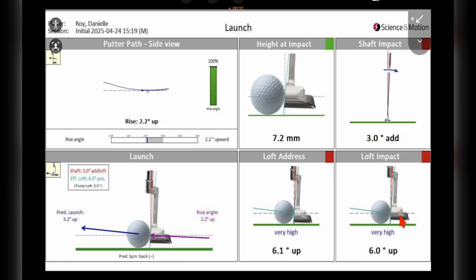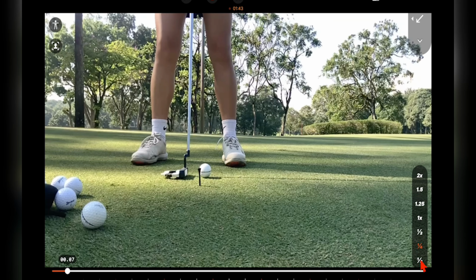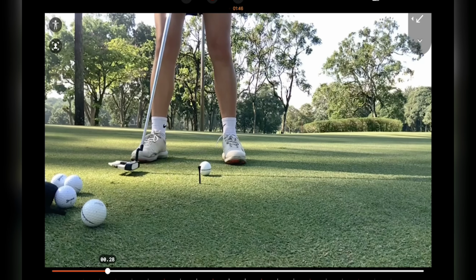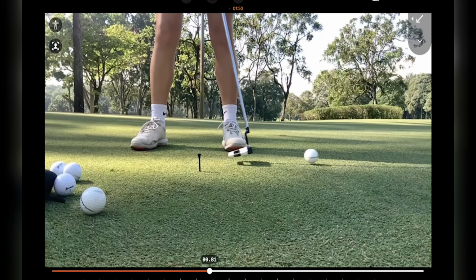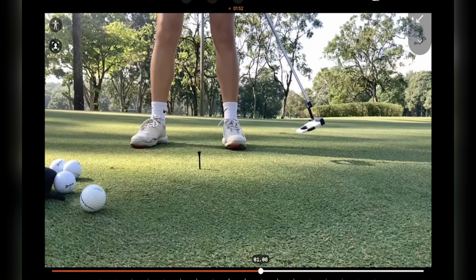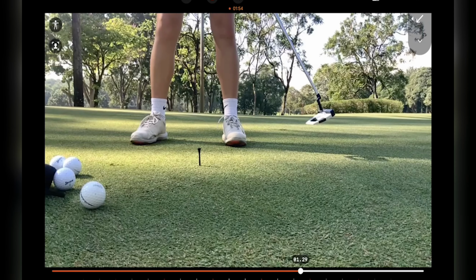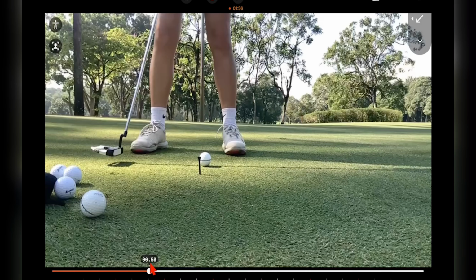So straight away when I'm looking at that, I'm matching what I see in the 2D form, when I'm looking at video versus what's happening in the PuttLab data here. And here we see in real time how the ball is launched with that 6 degrees of loft. Just playing that back through.